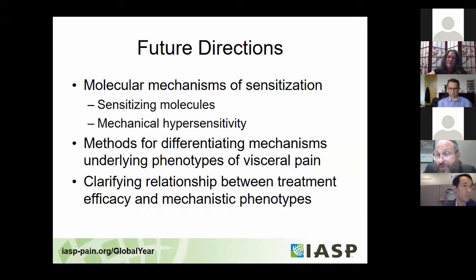There's still a lot of work left to be done in all of these areas. The molecules responsible for sensitization. In the case of the uterus, we can hypothesize prostaglandin. I showed you some evidence that low pH in the bowel might be a contributing factor. Methods for differentiating the mechanisms underlying phenotypes of visceral pain. Our work only hints at the role of mechanoreceptors versus ischemia. Careful work needs to be done to evaluate whether there's actually a decrease in uterine oxygenation at the time point we identified.